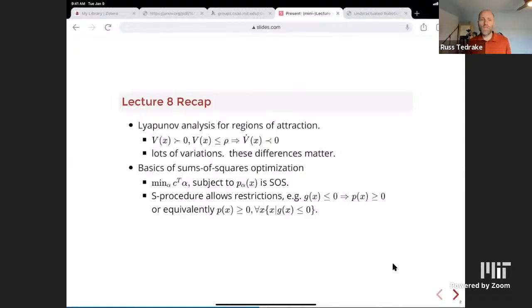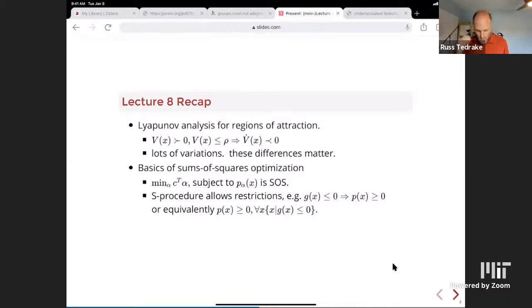And then the equivalent of the sort of Lagrange multipliers that we have in traditional constrained optimization, we have this S procedure, which allows you to say things like, I need my polynomial to be positive, but only where this other polynomial is negative, for instance. There's a couple of ways that we wrote that, and on the board I wrote it as when g of x is less than 0, that implies that p of x is positive. That's one way to write it.